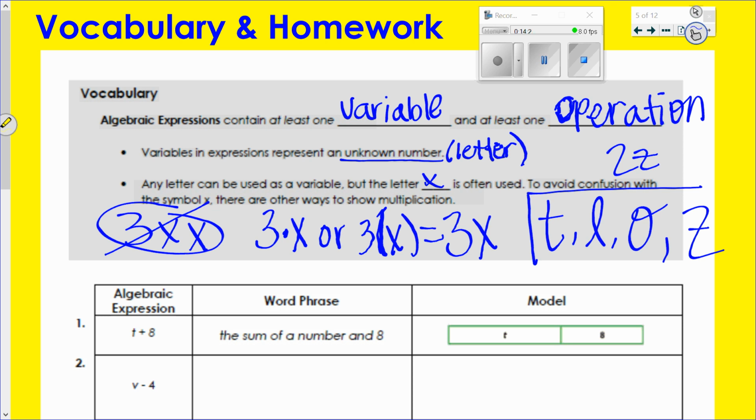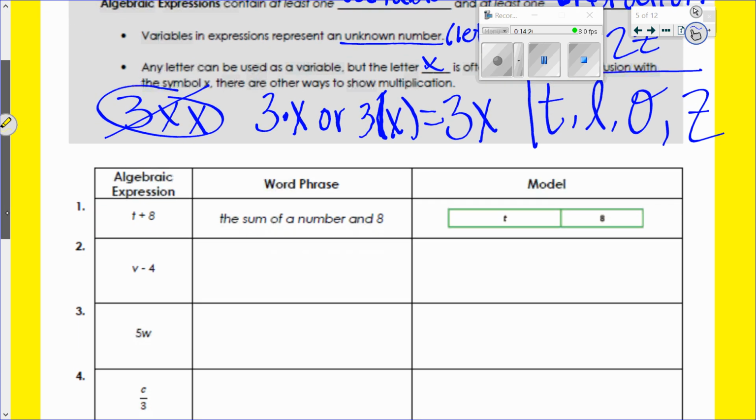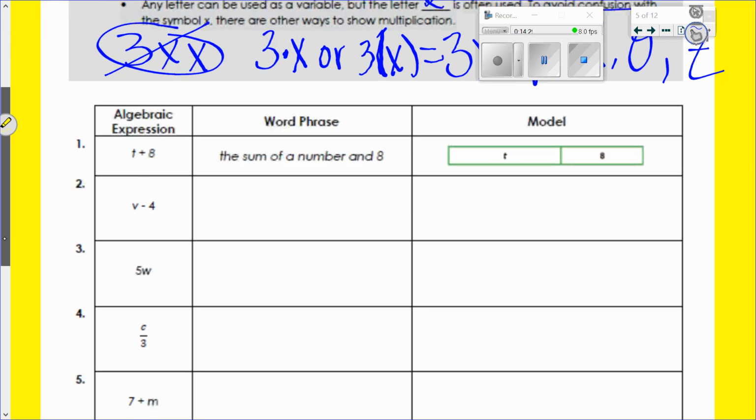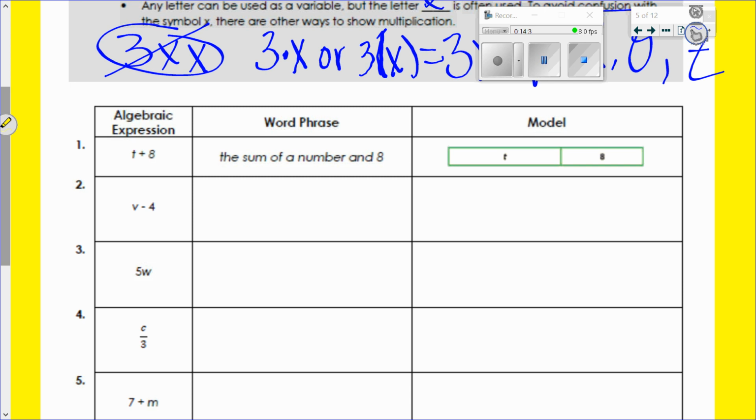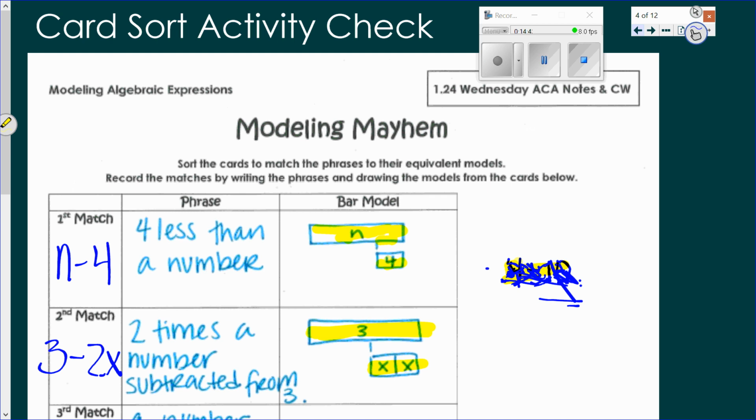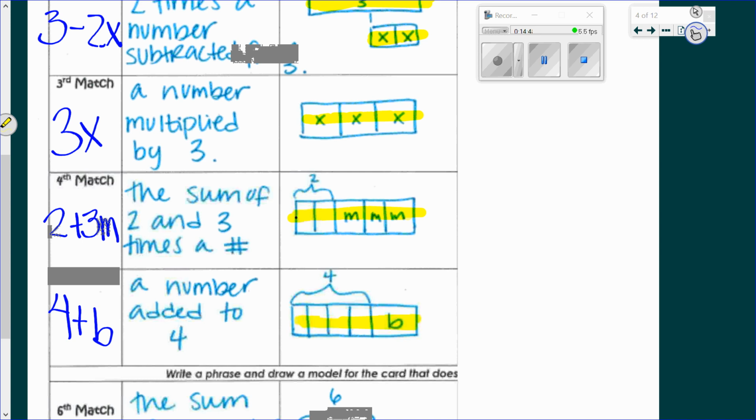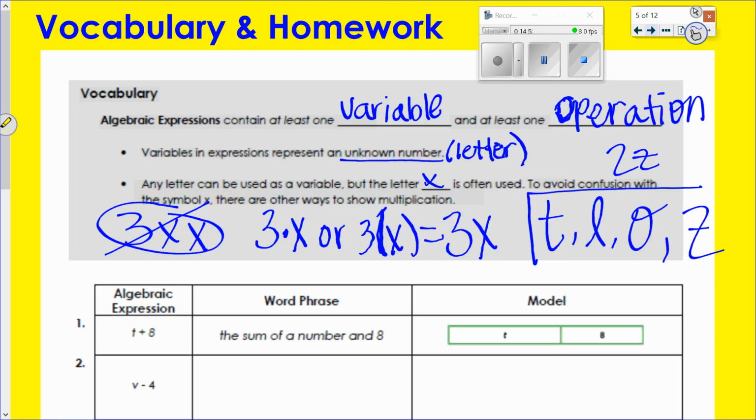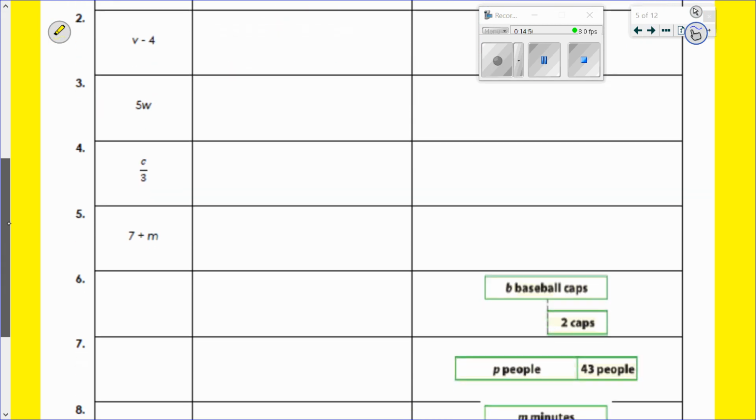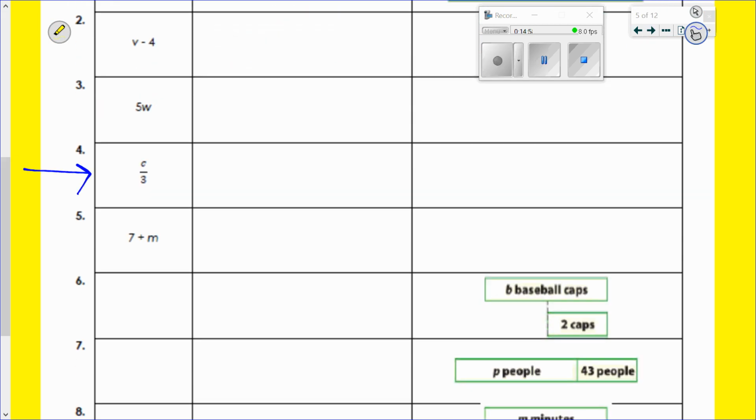Okay, if you look down, the rest of this is your homework. Now, it's fairly straightforward, just like the front. You have the algebraic expression, then you need to write the phrase and the model. Now, if you flip back to the front, we have subtraction, multiplication. Oh, look, it looks exactly like this, doesn't it? Subtraction, multiplication, addition. So if you were confused, flip over to the front side. Now, the only one we don't have an example of on the front would be number 4, this division.